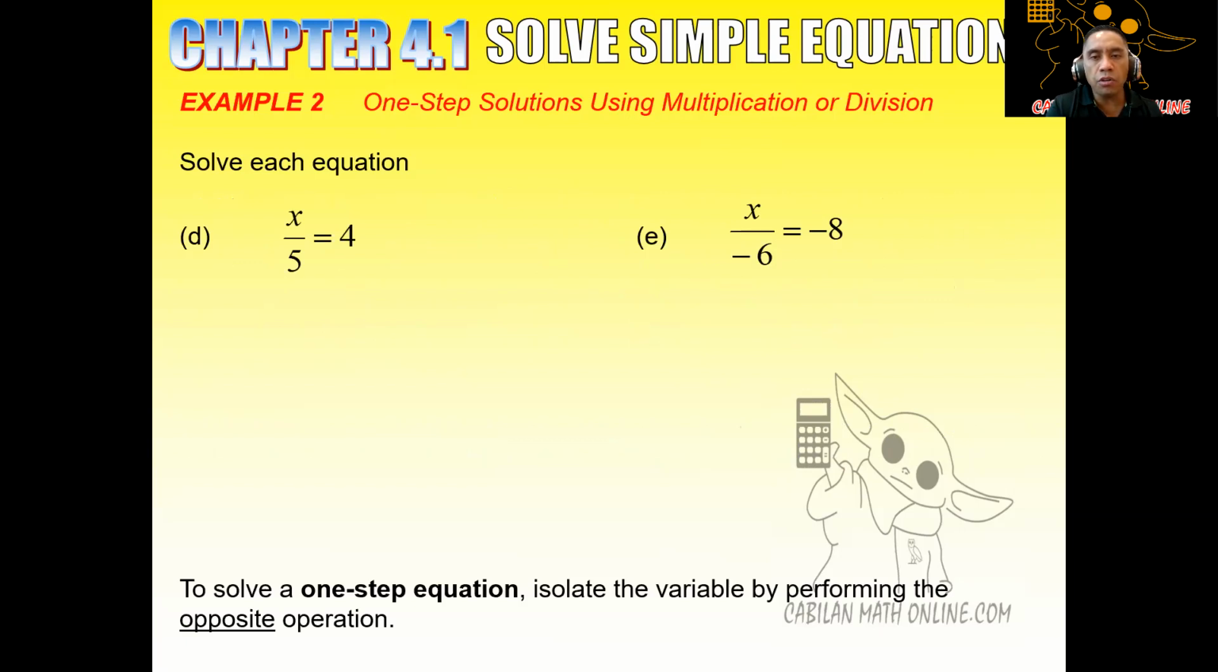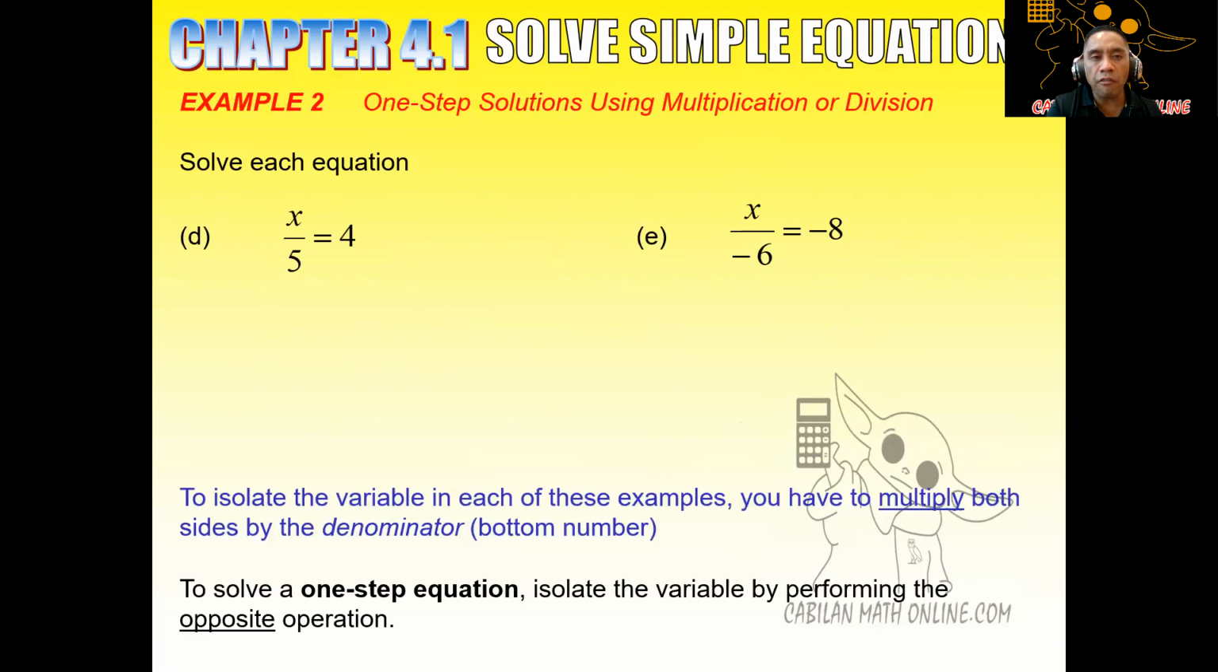Now, what you need to know when you're looking at a fraction is that in order to get rid of a fraction, all you have to do is multiply both sides by the denominator. So what that means is you take a look at the bottom number, and whatever that bottom number is, that's what you multiply both sides by. So if you take a look at the first question, you notice the bottom number here is 5. So guess what? We're going to multiply both sides here by 5.